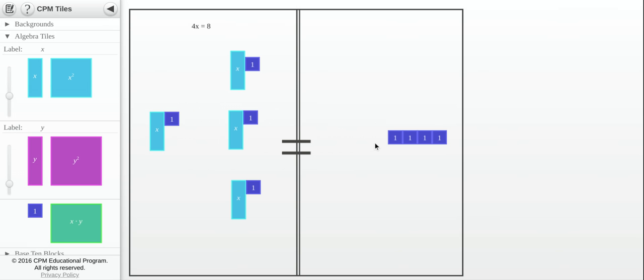This time it happens to work out because 8 can be divided by 4 evenly, but sometimes you'll get a decimal. And you'll notice that each of my x's gets 2 ones. So what did I do? I divided the 8 ones that I had up into the 4 x's. So I divided 8 by 4.